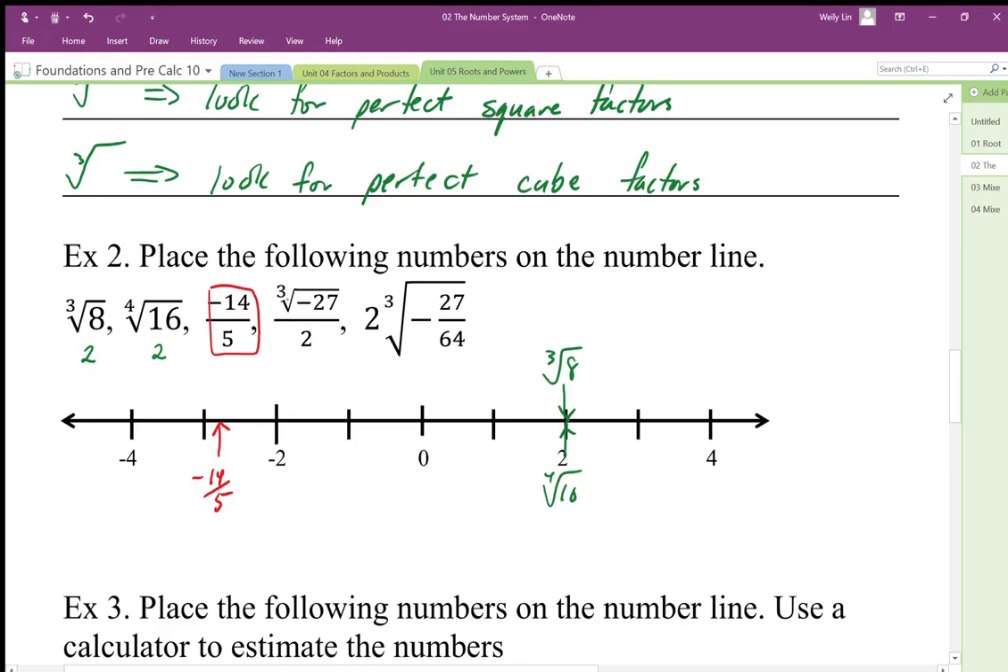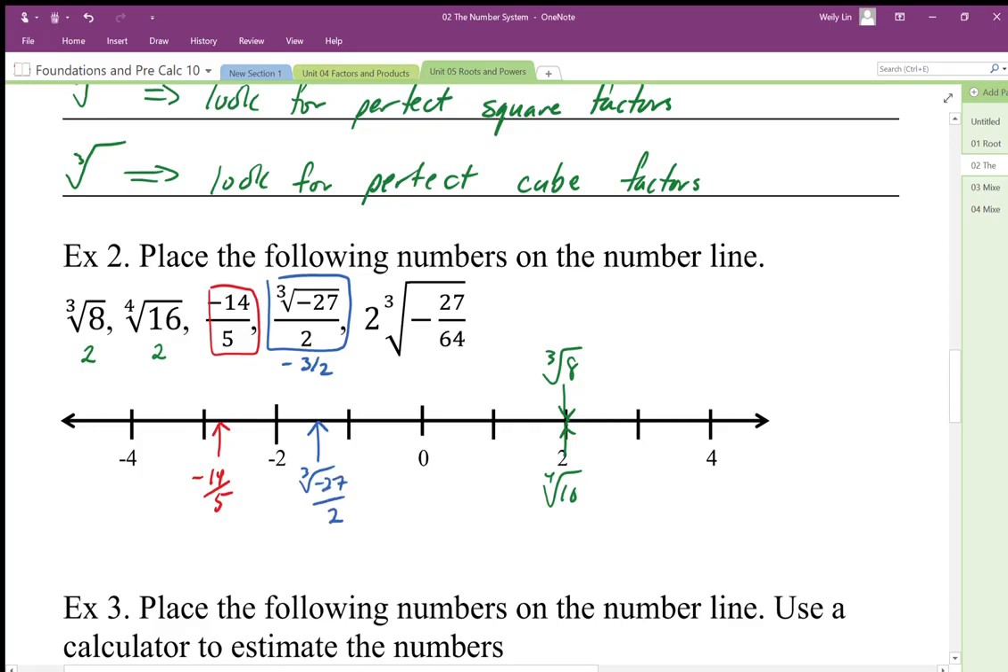Looking at the cube root of negative 27 divided by 2, well, the cube root of negative 27, we can do because 27 is a perfect cube. Negative is possible for odd roots. So we need to have negative 3 times negative 3 times negative 3, so that's going to be negative 3 cubed. And so working that out, we're going to end up with negative 3 over 2. Negative 3 over 2 is right about there. I'm going to write it as cube root of negative 27 over 2.